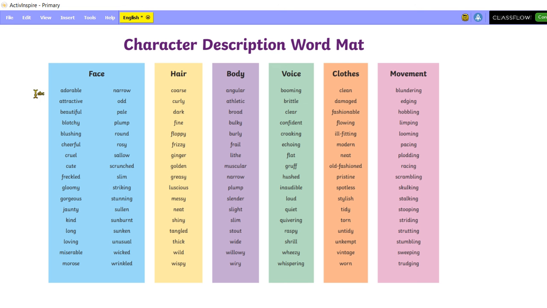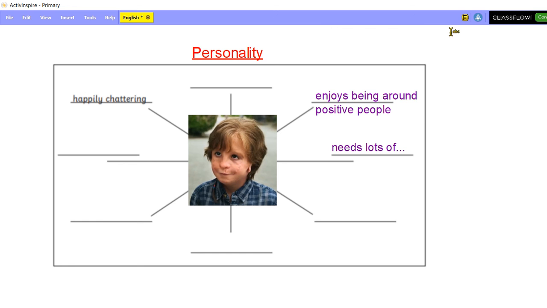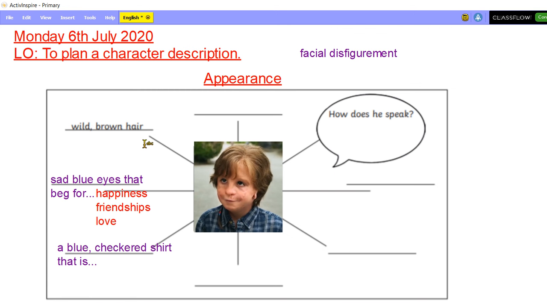Okay, so his face. Let's pick a word that describes his face. Is it pale? Is it narrow, freckled, jaunty, unusual, wrinkled, miserable? Have a quick look at those words. So I'm going to choose the word striking. Striking means that it looks maybe a little bit different than normal. It stands out from the crowd, okay?